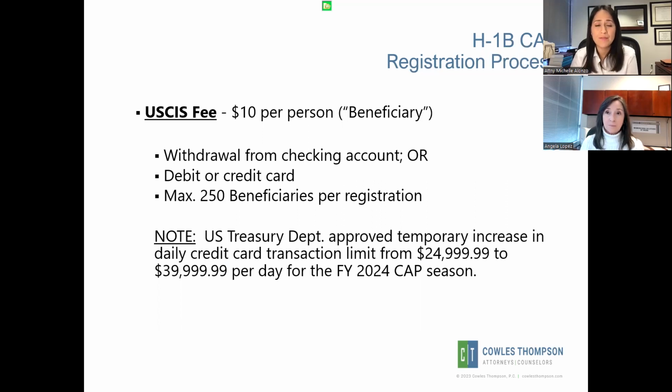There's a maximum of 250 beneficiaries per registration. So you'll see below a quick note: the U.S. Treasury Department has approved a temporary increase in the daily credit card transaction limit to allow for this. But even though they've done it on their part, we've seen employers that have gotten bogged down because limits were placed on their own credit card or on their own debit account. So you want to make sure that you don't have all these registration beneficiaries ready to go, and then they don't get submitted because the method of payment was rejected. So you'll want to be mindful of that.